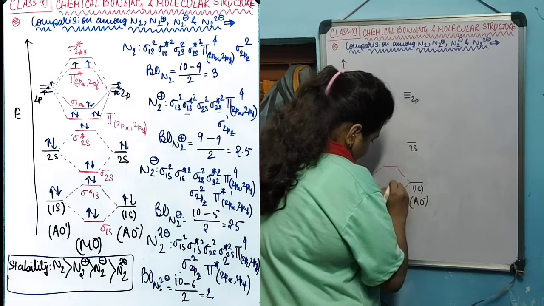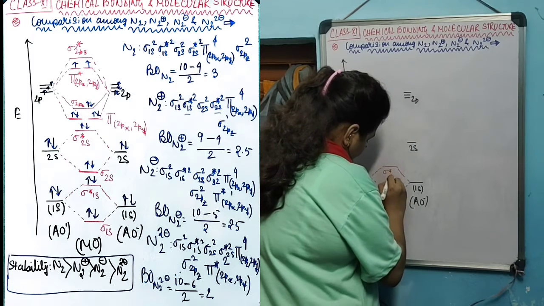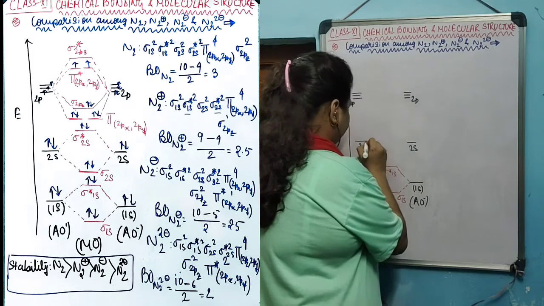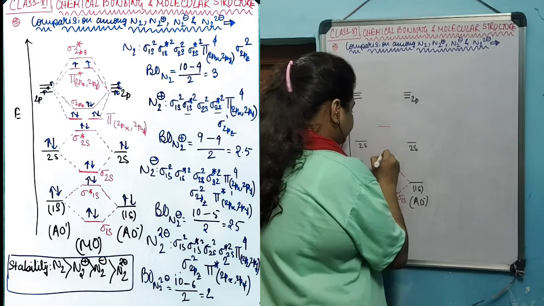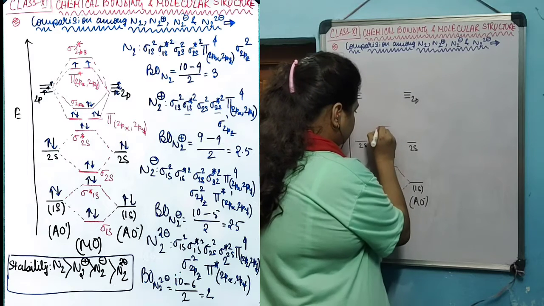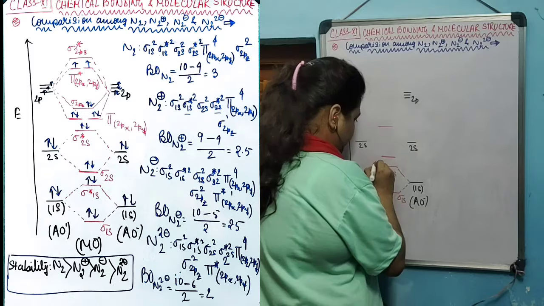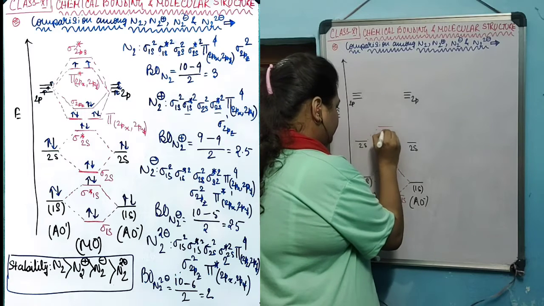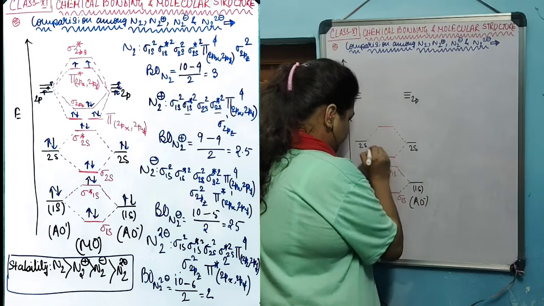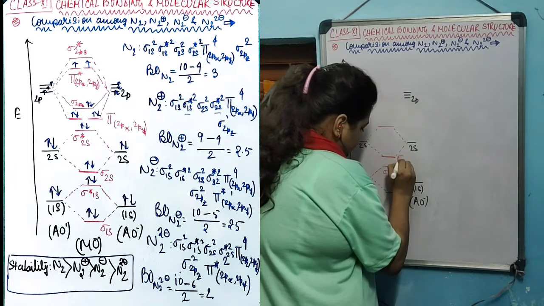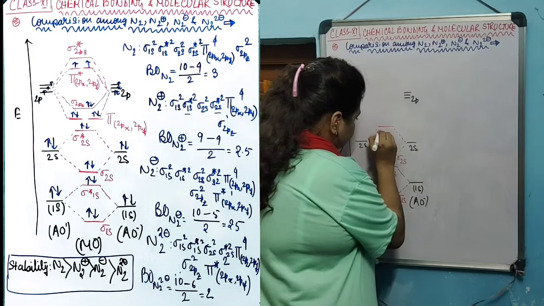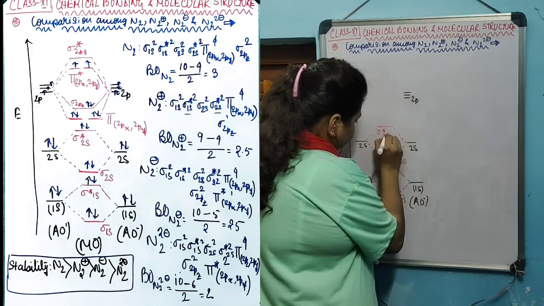Sigma 1s, sigma star 1s. In a similar way, when 2s will combine, they create 2 molecular orbitals, 1 antibonding molecular orbital and 1 bonding molecular orbital. Sigma 2s, sigma star 2s.